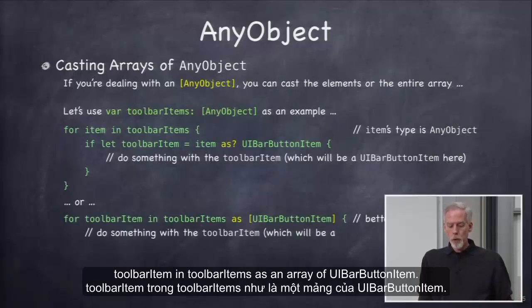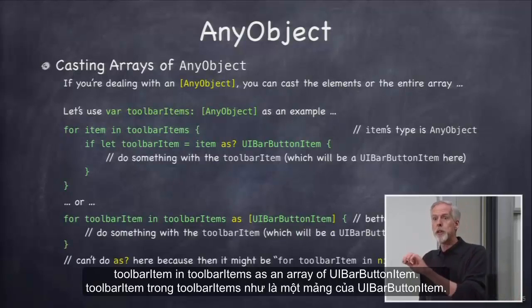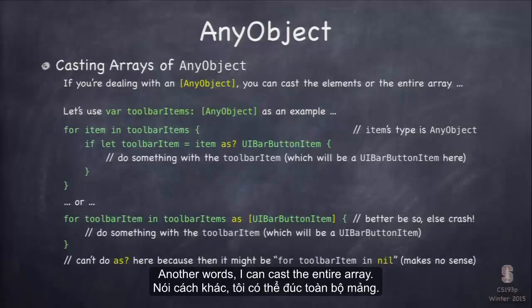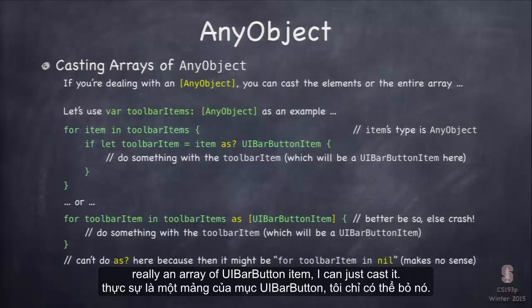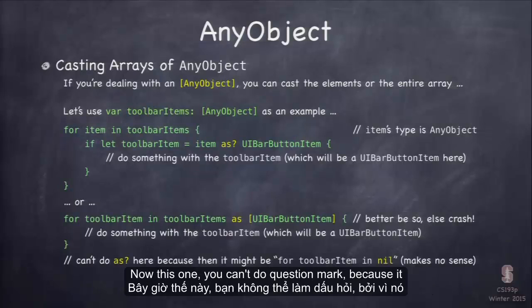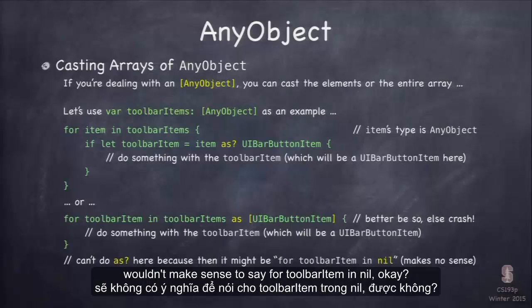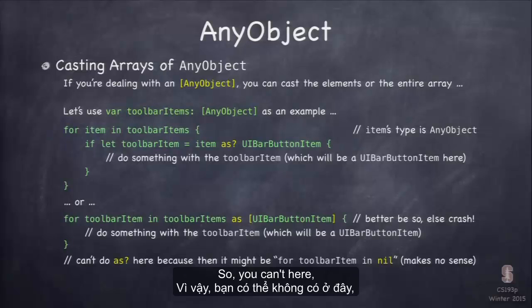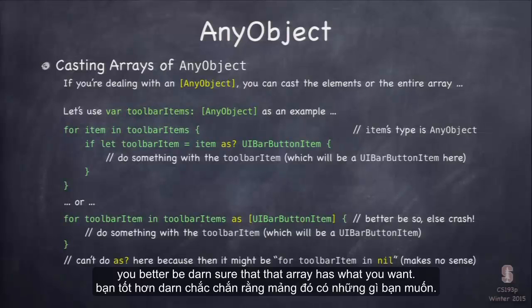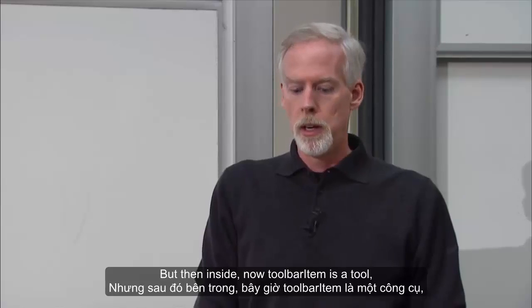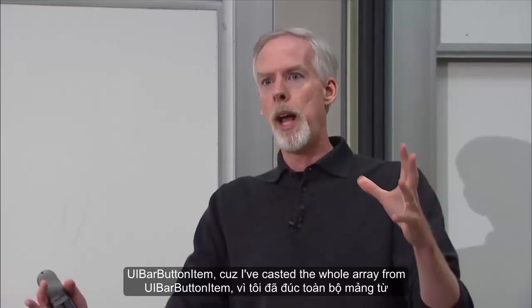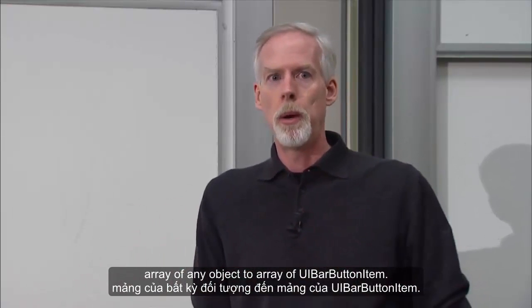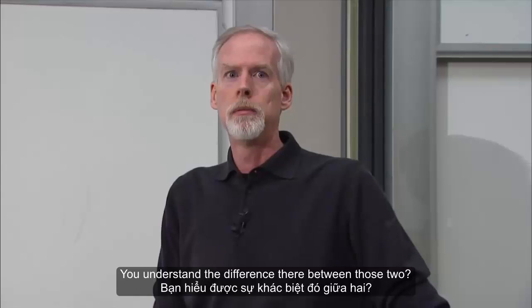But I can do it another way too, okay? Which is I can say for toolbarItem in toolbarItems as an array of UIBarButtonItem. In other words, I can cast the entire array. If I know that that array of AnyObject is really an array of UIBarButtonItem, I can just cast it. Now this one, you can't do question mark, because it wouldn't make sense to say for toolbarItem in nil, okay? So that makes no sense. So here you better be darn sure that that array has what you want. But then inside, now toolbarItem is a UIBarButtonItem, because I cast the whole array from array of AnyObject to array of UIBarButtonItem. Understand the difference between those two?